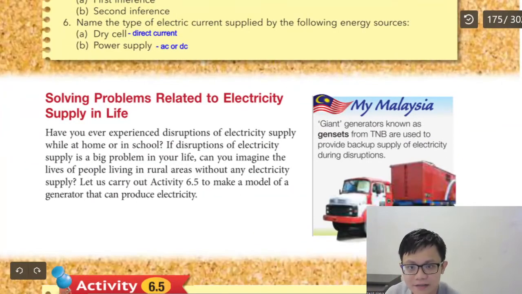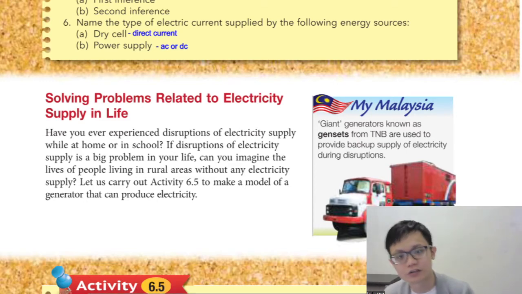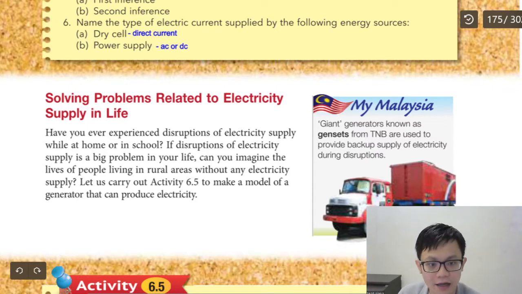Solving problems related to electricity supply. Disruption of electric supply is a big problem in our life. Can you imagine people living in rural areas? Carry out the model of a generator to produce electricity. Of course, you and I are very lucky because we have electricity, but some people, even in Malaysia, don't have electricity.